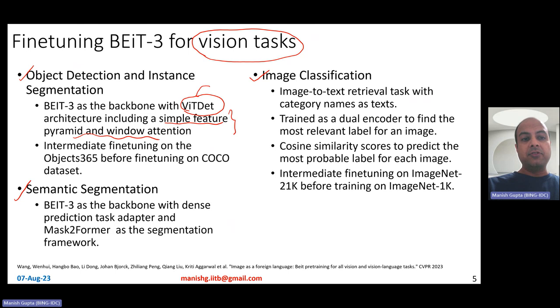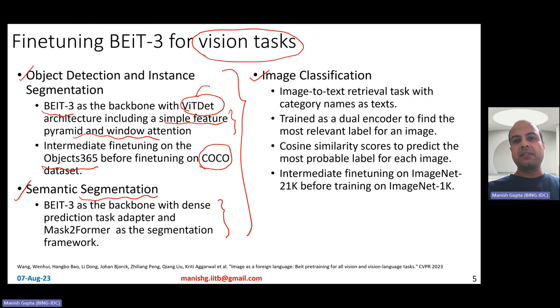Now they do fine-tuning here in two steps. Of course, they report accuracy on the COCO dataset, but they do intermediate fine-tuning with the Objects365 dataset, which other baselines have also shown to improve the overall results. For semantic segmentation, again, they use BEiT-3 as the backbone, but for segmentation you have to put something on top of it. So for that segmentation framework, they use a dense prediction task adapter along with Mask2Former. Those are the extra things you have to add to do semantic segmentation. The idea to notice is that in all of these vision tasks, only the vision FFN part of the multiway transformer expert layers gets fired.